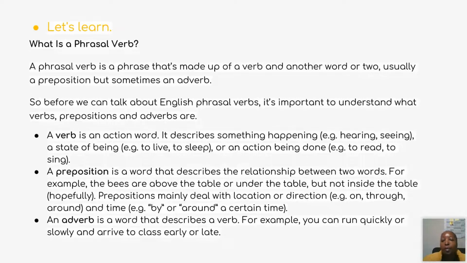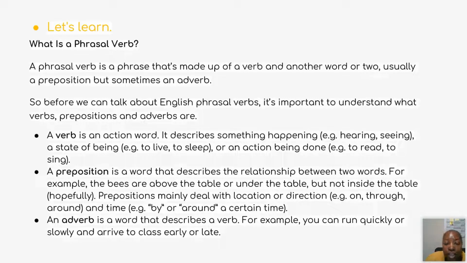Okay, so remember, let me take you guys back to what a phrasal verb is, because I can see some of you just write one word, okay? So, what is a phrasal verb? So, guys, a phrasal verb is a phrase that's made up of a verb and another word or two. Usually a preposition, but sometimes an adverb. So before we can talk about English phrasal verbs, it's important to understand what verbs, prepositions, and adverbs are.